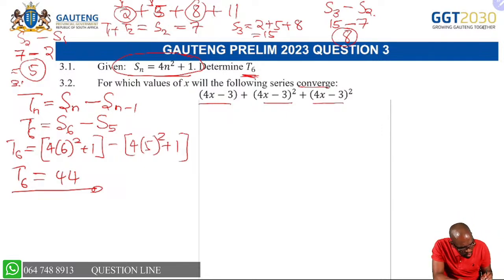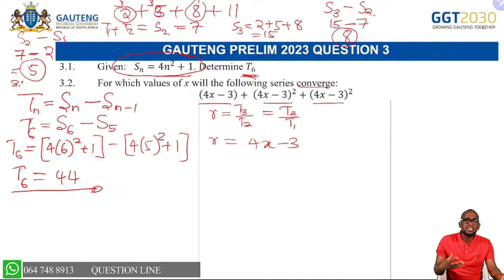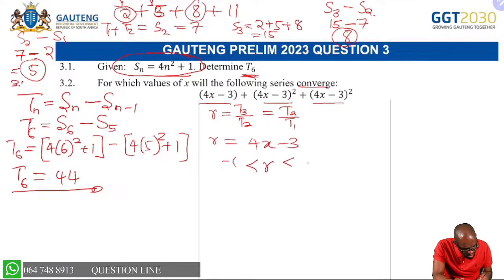So now we are going to try to determine the value of r. We can use T3 over T2, which is the same as T2 over T1. Obviously, here you can see that r is 4x minus 3 because that's what they are multiplying each term with to move to the next term. So they're asking for which values of x will this converge. Remember, from the formula sheet, you are given the condition for convergence, that the constant ratio should be between -1 and 1. So if r is trapped between -1 and 1, we know what r is.